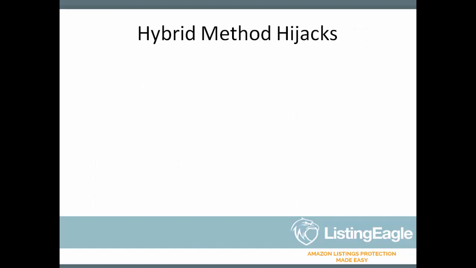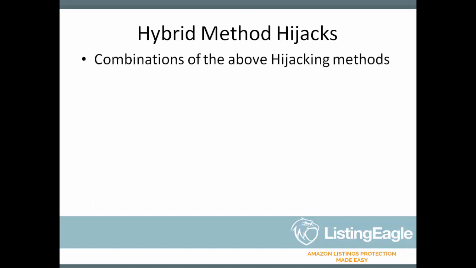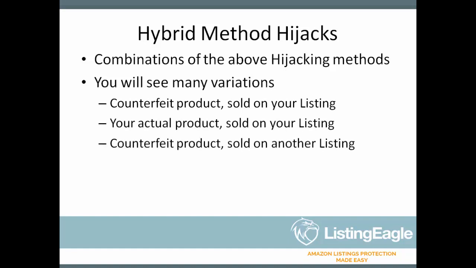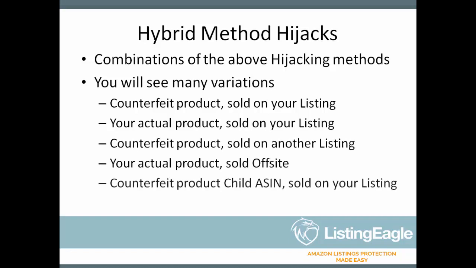And then there's hybrid method hijacks, which are basically just combinations of the above hijacking methods. And you will see many variations. Counterfeit product sold on your listing, your actual product sold on your listing, counterfeit product sold on another listing, your actual product sold off-site, counterfeit product child ASIN sold on your listing, and many more.